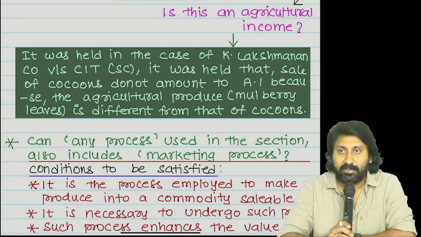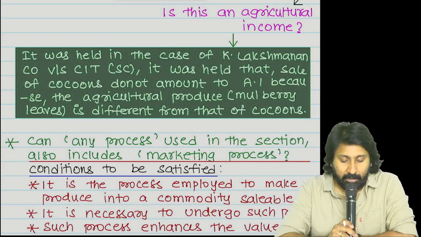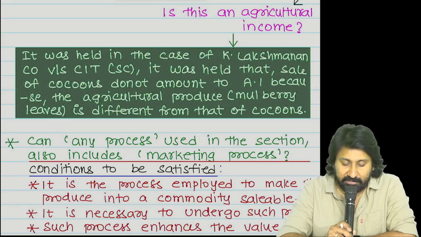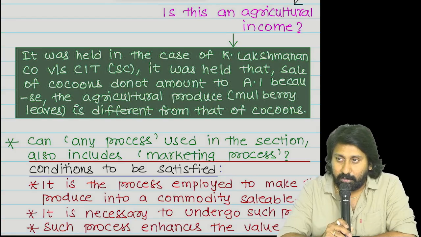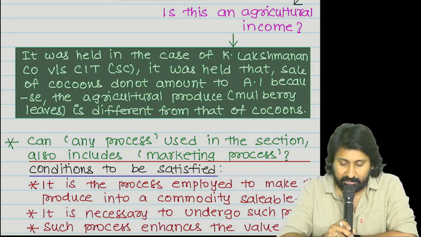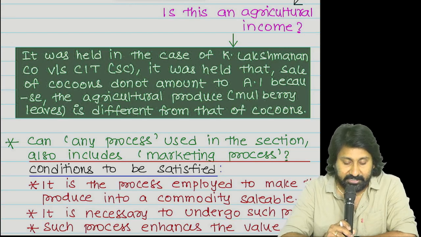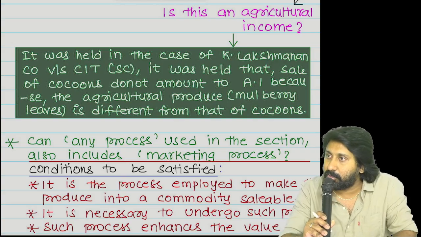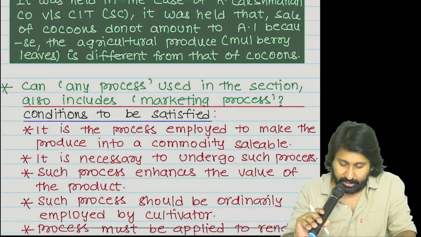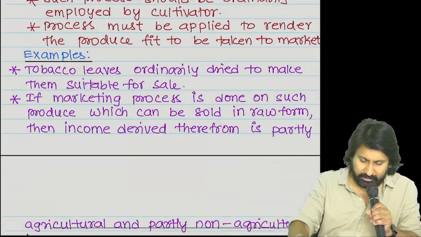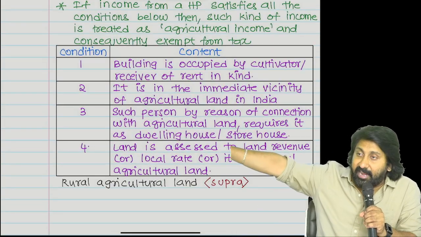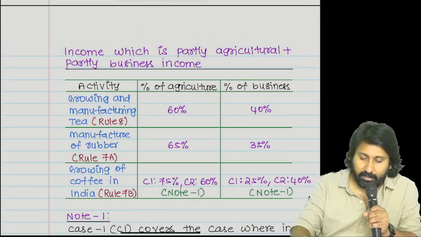Read. It was held in the case of K. Lakshmanan and Company versus CIT, Supreme Court, that sale of cocoons does not amount to agricultural income because the agricultural produce, which is mulberry leaves, is different from that of cocoons. Everyone understood the concept clearly up to here? Next. This is all just an example, building the concept. Everyone understood clearly? Okay.